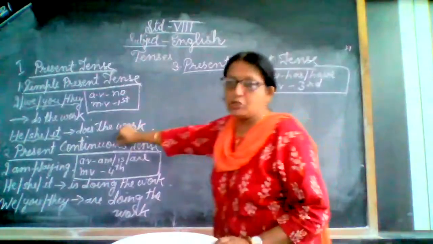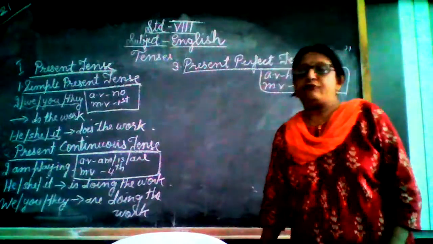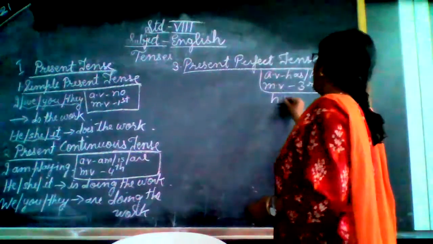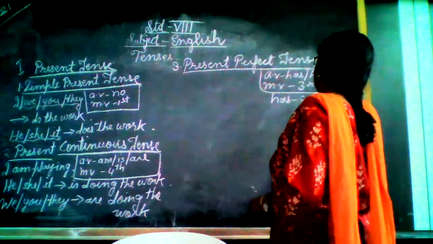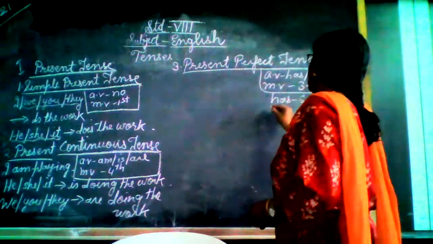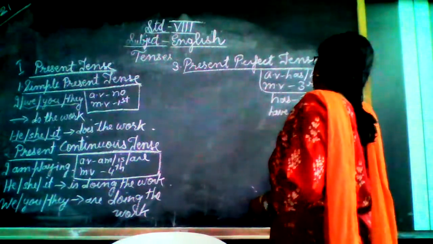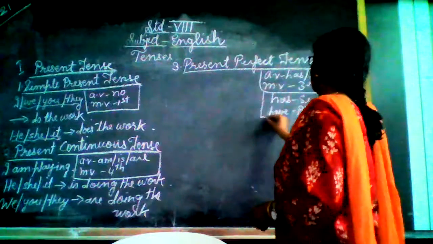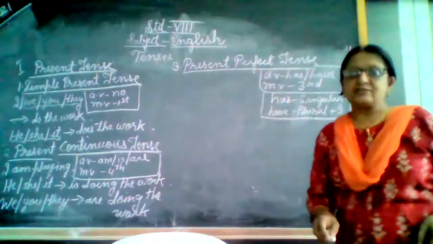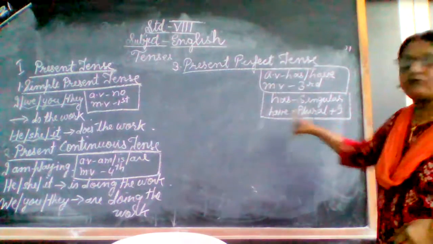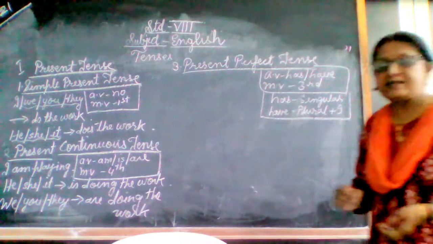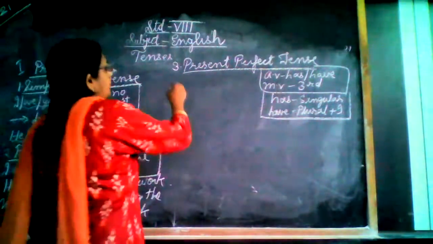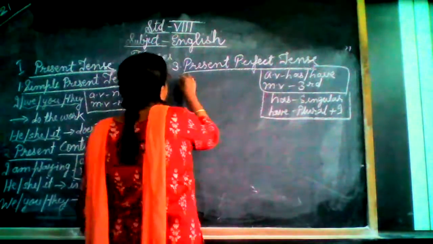And whenever the word continuous is used, the main verb will be in the fourth form. Now here two auxiliary verbs are there, has and have. Has is for singular, and have is for plural and I. So these also we have to keep in mind. With the singular we will use has and the main verb in the third form.